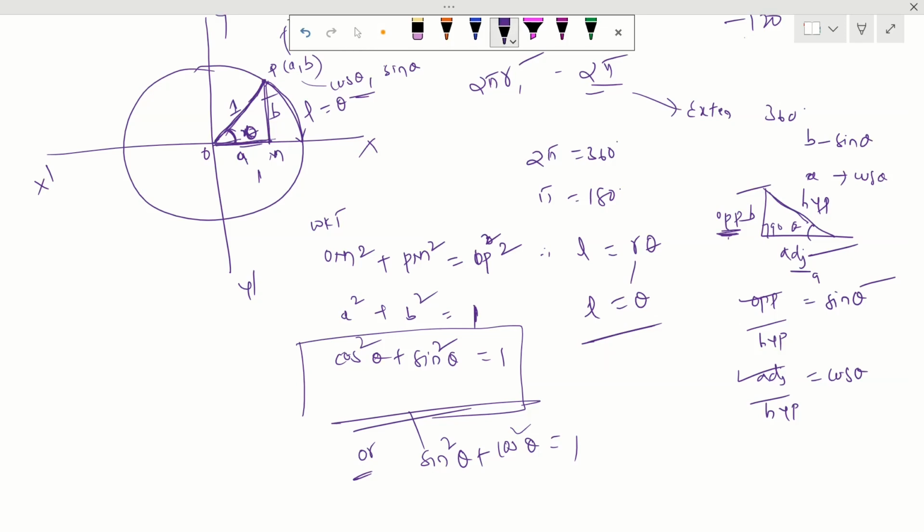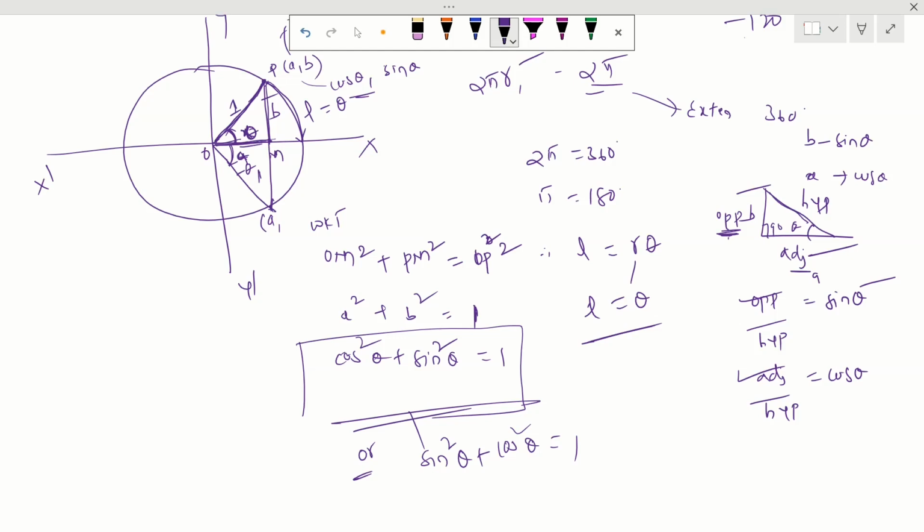So here I will take the same axis. What about here? Theta is in negative, so it is minus theta. What about the coordinates? The coordinate a is positive, since this is the x-axis, right? The a is in positive.